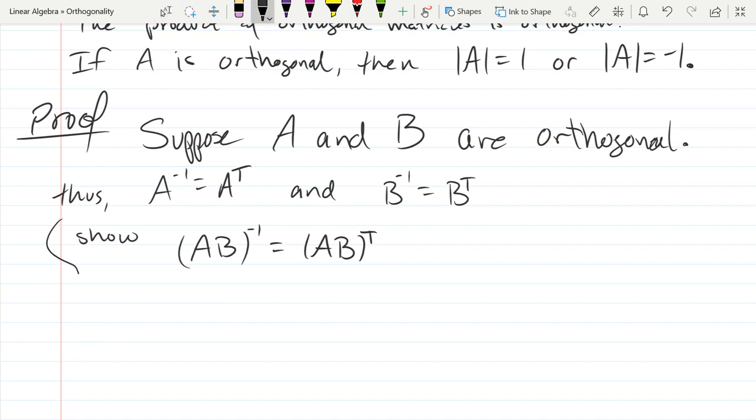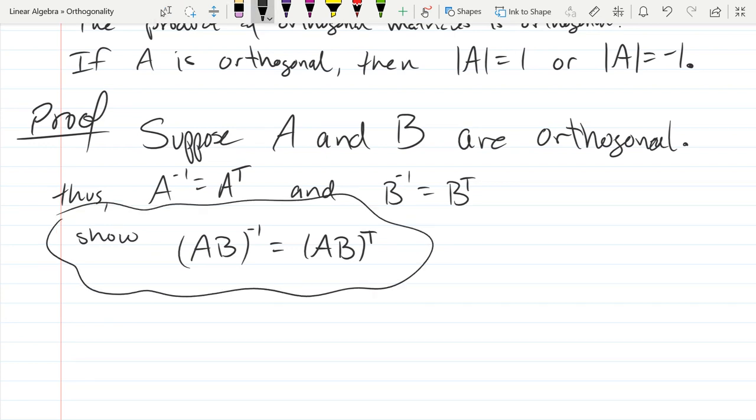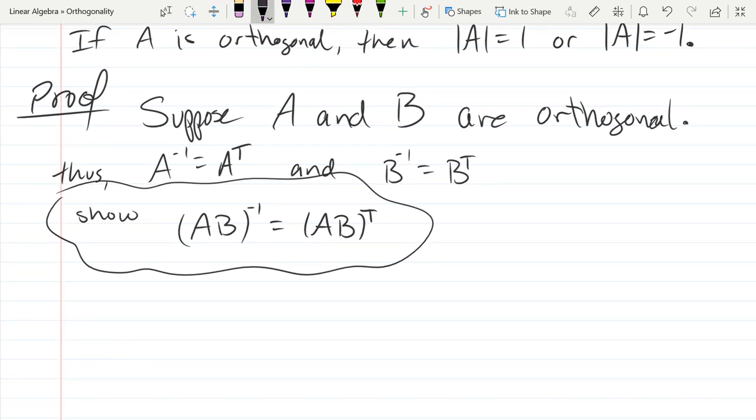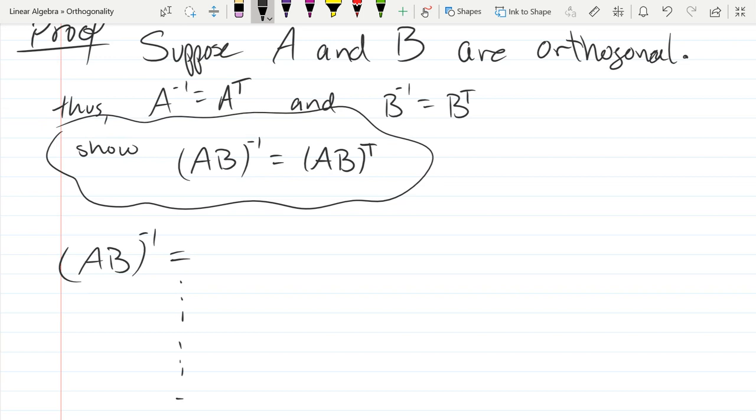We don't know that this is true, so I'll put it in a little cloud right here. I recommend, let's start with the inverse of AB, and then do some work and hopefully get down to the transpose of AB. So my first step I wrote down is very wrong. When you inverse, you switch order. So it'll be B inverse, A inverse.